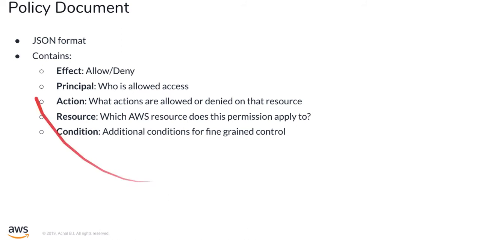To summarize, it's basically a JSON format, which we saw earlier. Effect can be allow or deny. Principal is who is allowed access, an entity. Action is what actions are allowed or denied on that resource. Resource is which AWS resource this permission applies to. And condition, if there are any additional conditions for fine-grained control, we could use this.